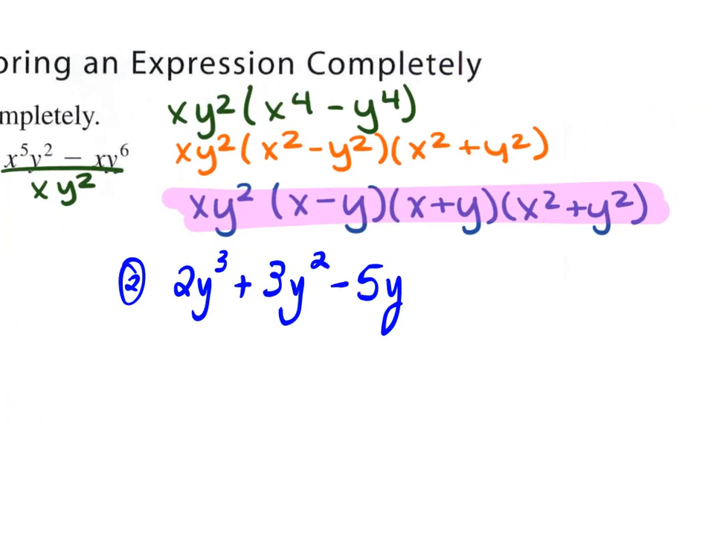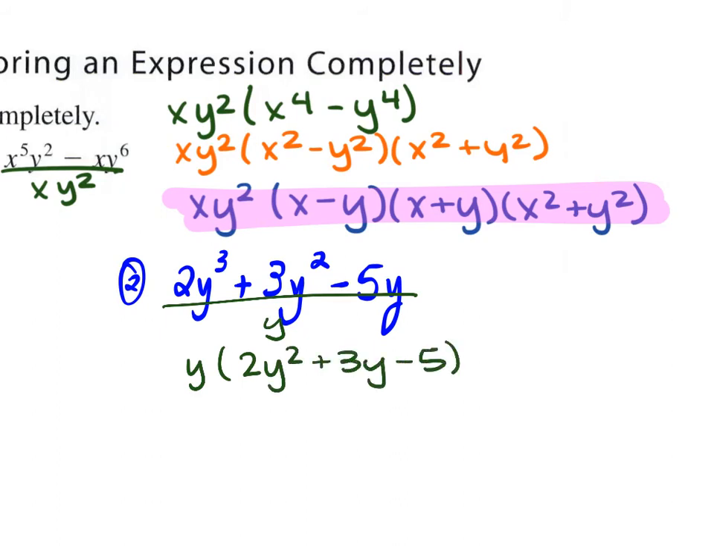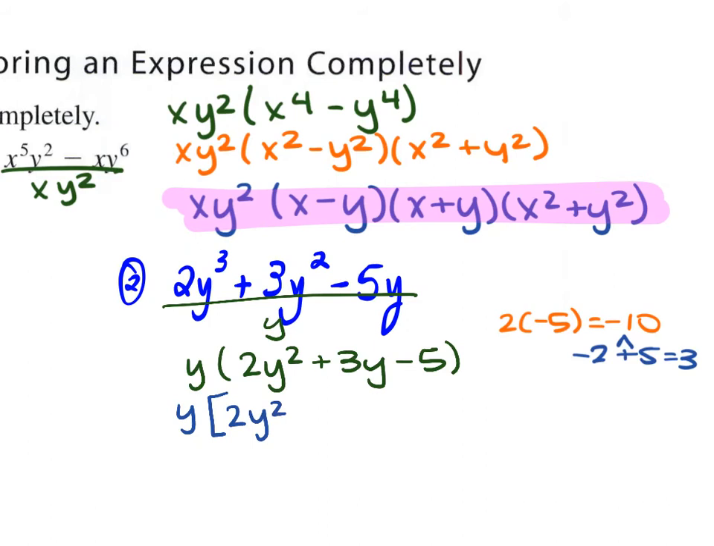For 2, we have 2y cubed plus 3y squared minus 5y. We're going to factor out a y. So this is y times 2y squared plus 3y minus 5. You're going to multiply the 2 and the negative 5. That gives us negative 10. Your factors of negative 10 that add up to be a 3 are negative 2 and positive 5. So this is going to be y times 2y squared minus 2y plus 5y minus 5.